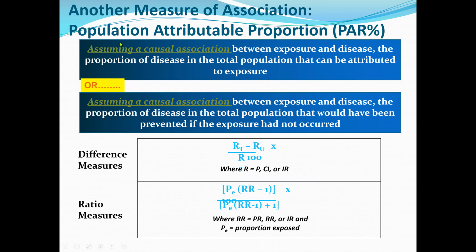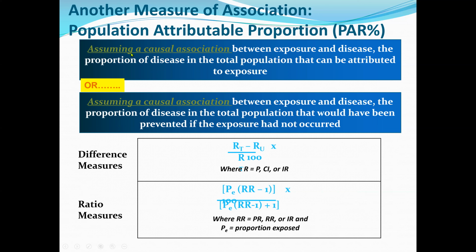So let's get right into another measure of association. Again, in part one, we learned about a few measures of association, both absolute and relative. The absolute measures are the difference measures, and the relative measures are the ratio measurements.